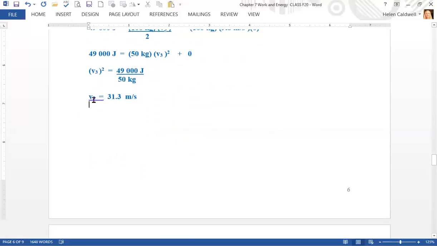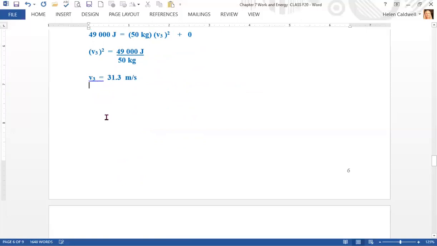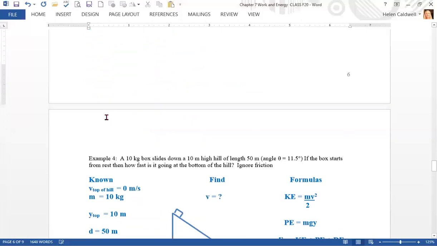And again, I'm sorry about the squiggly. It thinks I've put too many spaces in. All right.